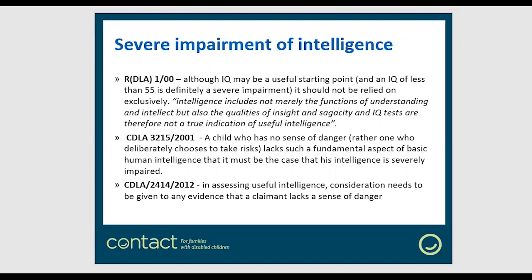So, sure, try and get as much information as you can about any delayed development around your child's intellect, difficulties in terms of learning, communication, language. All of those things are really important. But even if your child potentially scores quite highly in abstract intelligence tests, there's still a case to argue that your child has a severe impairment of intelligence if they have no sense of common dangers.